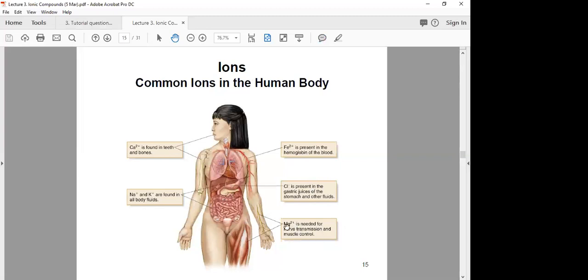Another one, magnesium cation, is needed for nerve transmission and muscle control in animals. But what about in plants? Magnesium cation is a critical component of the pigments required to facilitate photosynthesis, the process of photosynthesis, and hence why magnesium is an essential nutrient for plants. Okay, so we can say that many of the cations and anions are equally important in fish, plants, stock animals such as cows and sheep and so on.